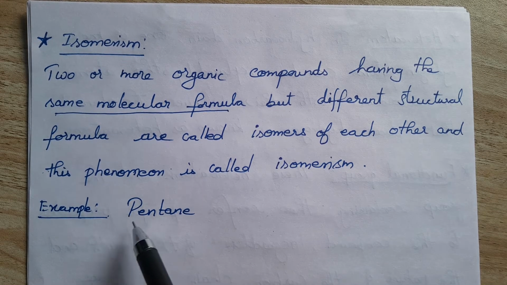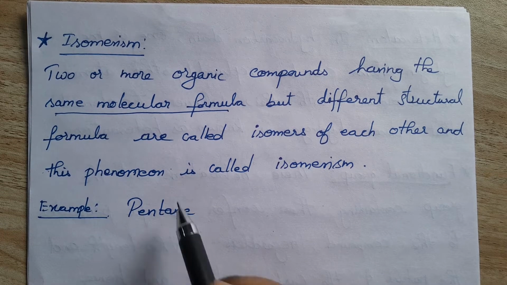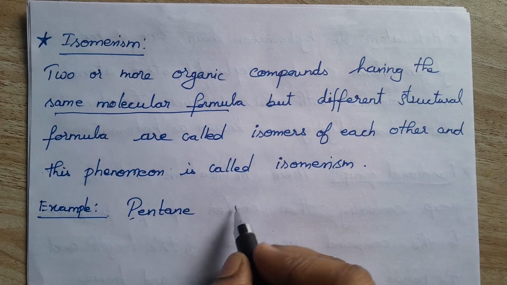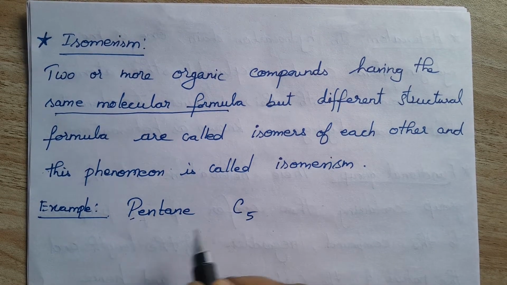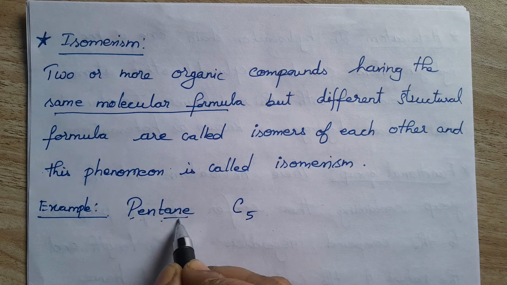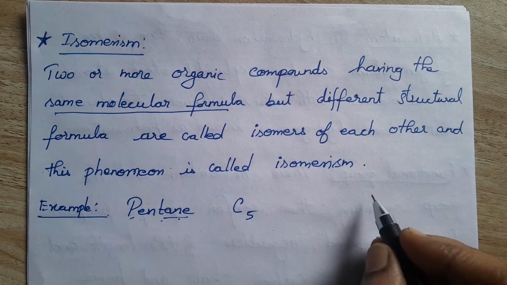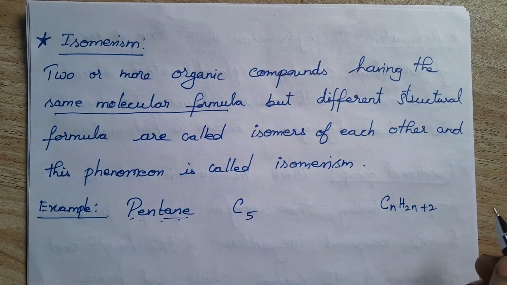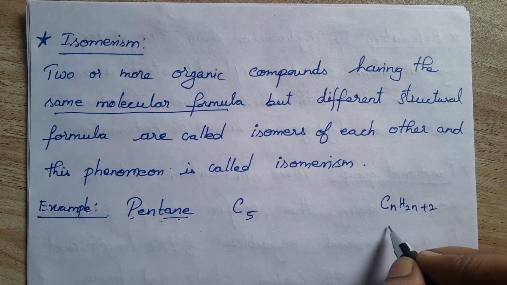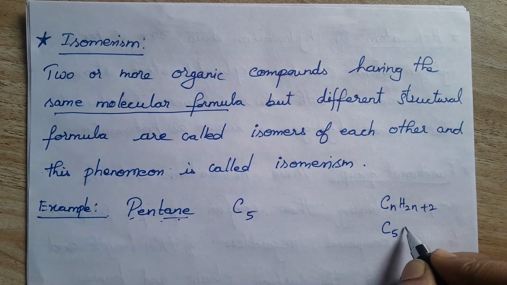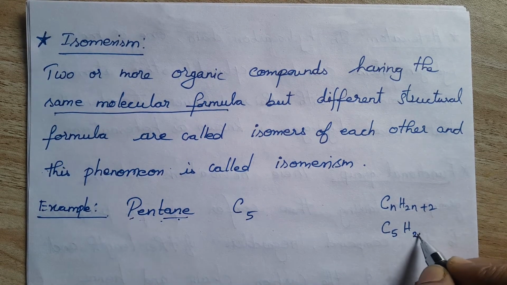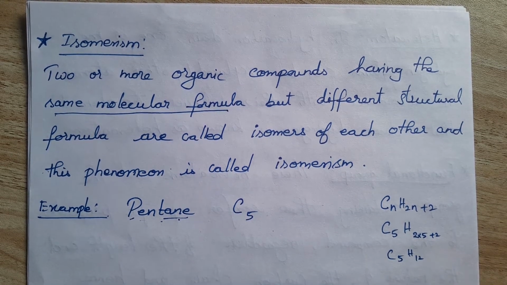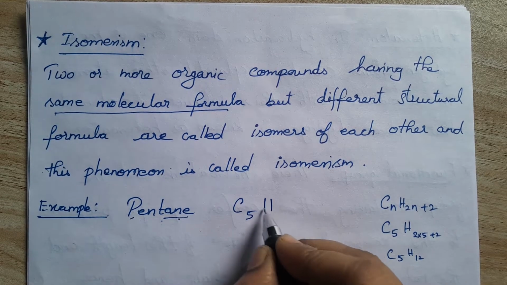Okay, for example, I am doing it for pentane. Pent means 5, that means the number of carbons is 5. Pentane, ane means what is the formula for alkanes? CnH2n+2. This is the general formula, right? So for C5, H is 2 times 5 which is 10, plus 2. So C5H12 is the formula for pentane.